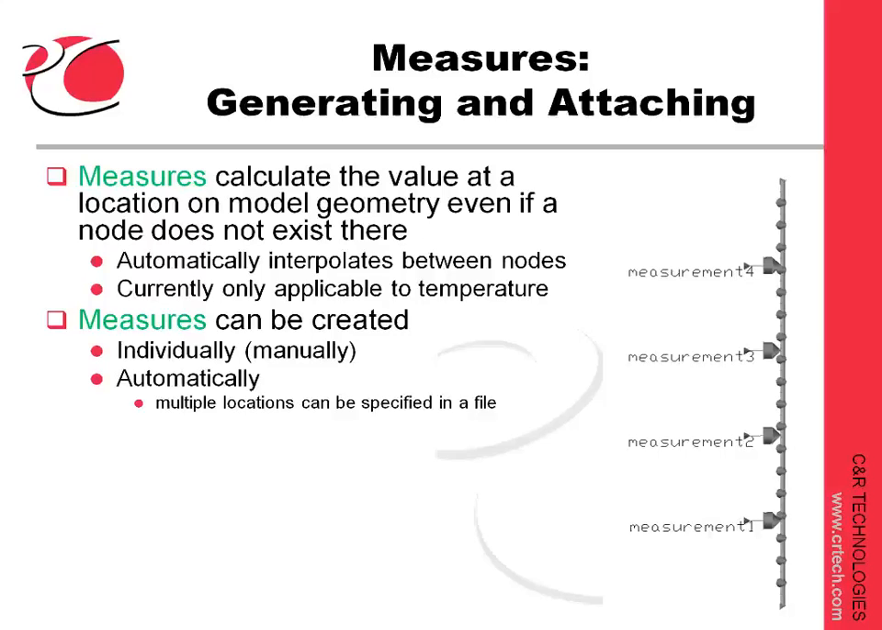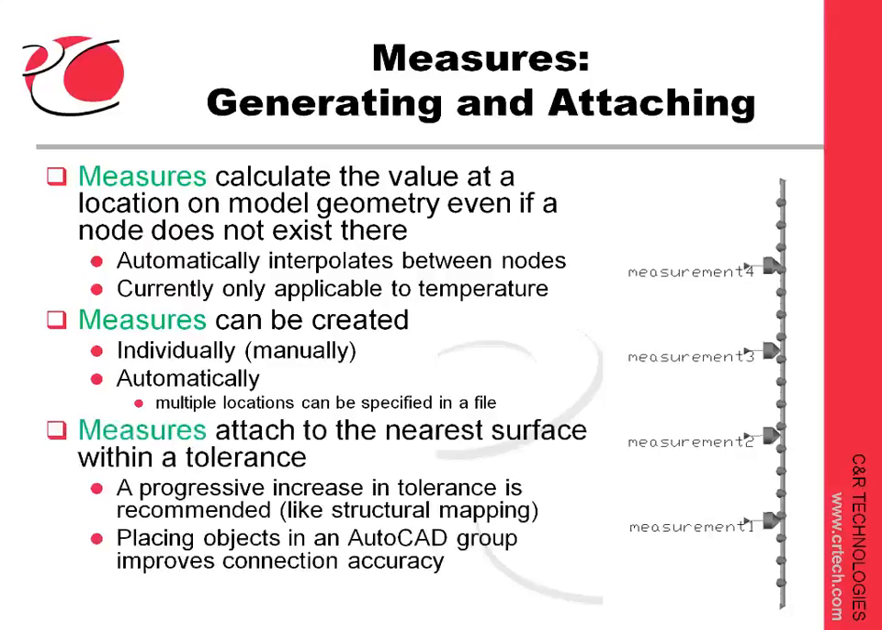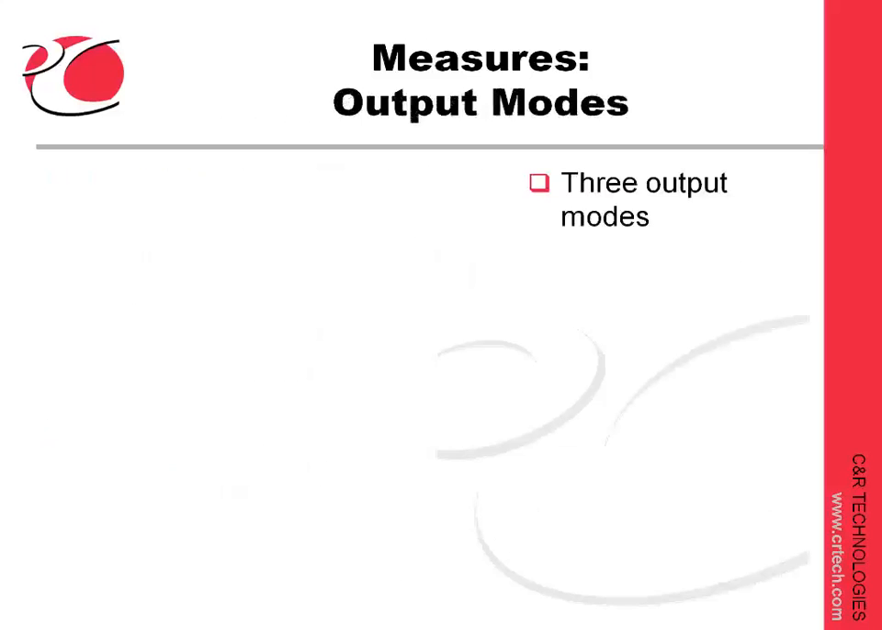You can place measures on a surface one by one, or you can import a file of XYZ locations to create multiple measures at once. If there are multiple TD objects at the same measure point, or if the measure point is not exactly on the surface, then a tolerance is used. This tolerance increases progressively if it can't find a suitable object at a tighter tolerance. This progression is the same mechanism used by the structural load set mapping options in TD. You can narrow down the list of possible attachment objects by placing the right objects into an AutoCAD group and then directing the measure to connect only to objects within that group. Measurement points have 3 output modes.